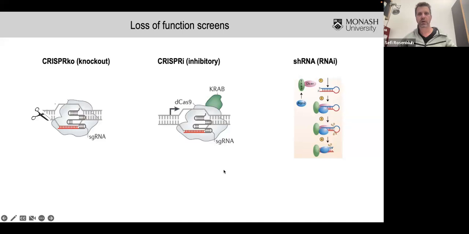I'll first start by talking about loss of function screens. Those are probably the ones that we do the most in the platform. Here we use one of 3 different methodologies, and I'll talk about the advantages and disadvantages. The goal of these loss of function screens is to inhibit the expression of a particular gene of interest and then measure a phenotype. And we could do this in one of 3 ways.